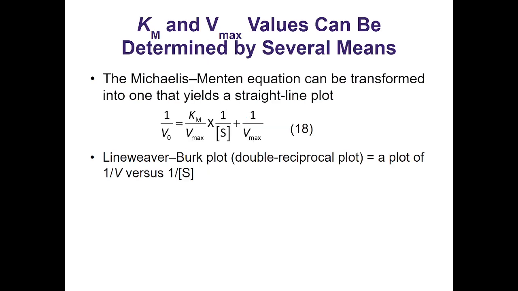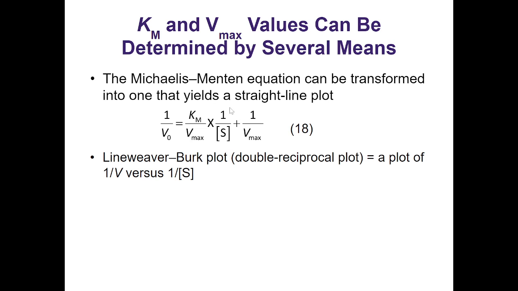So again, the Michaelis-Menten equation can be transformed into one that yields a straight line plot. So we look at the previous equation we looked at. We can actually subdivide the different terms out, rearrange them, and get a linear plot out of that. This would be a Lineweaver-Burk plot, by the way, which is a double reciprocal plot. It's going to be a plot of 1 over V0 equals, this is the slope right here, which is Km over Vmax, right? This will be times 1 over S. This is your X value.